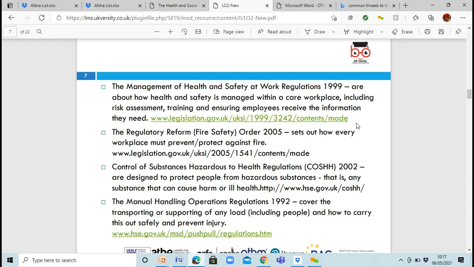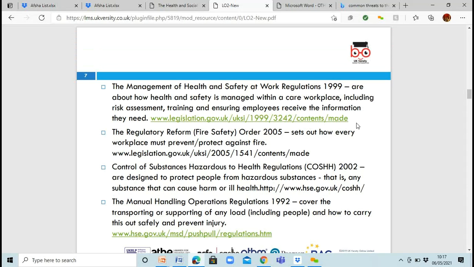And then we've got the Management of Health and Safety at Work Regulations. This came about in 1999, and it just tells you how health and safety should be managed in care.